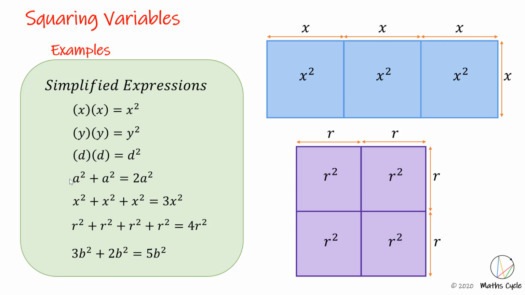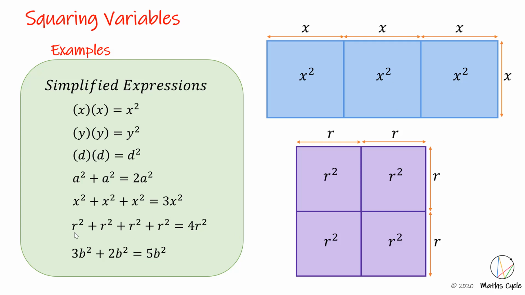Now, what if I had a squared, which is a square, plus a squared, which is another square? Well, then I have 2 squares, 2a squared. Let's look at this example. What if I had an x squared plus an x squared plus an x squared? So I have a picture here for that. Here's my x squared. Okay, the side length is x. And I've got an x squared, add to that an x squared, add to that an x squared. So what do I have? I've got 3x squareds.